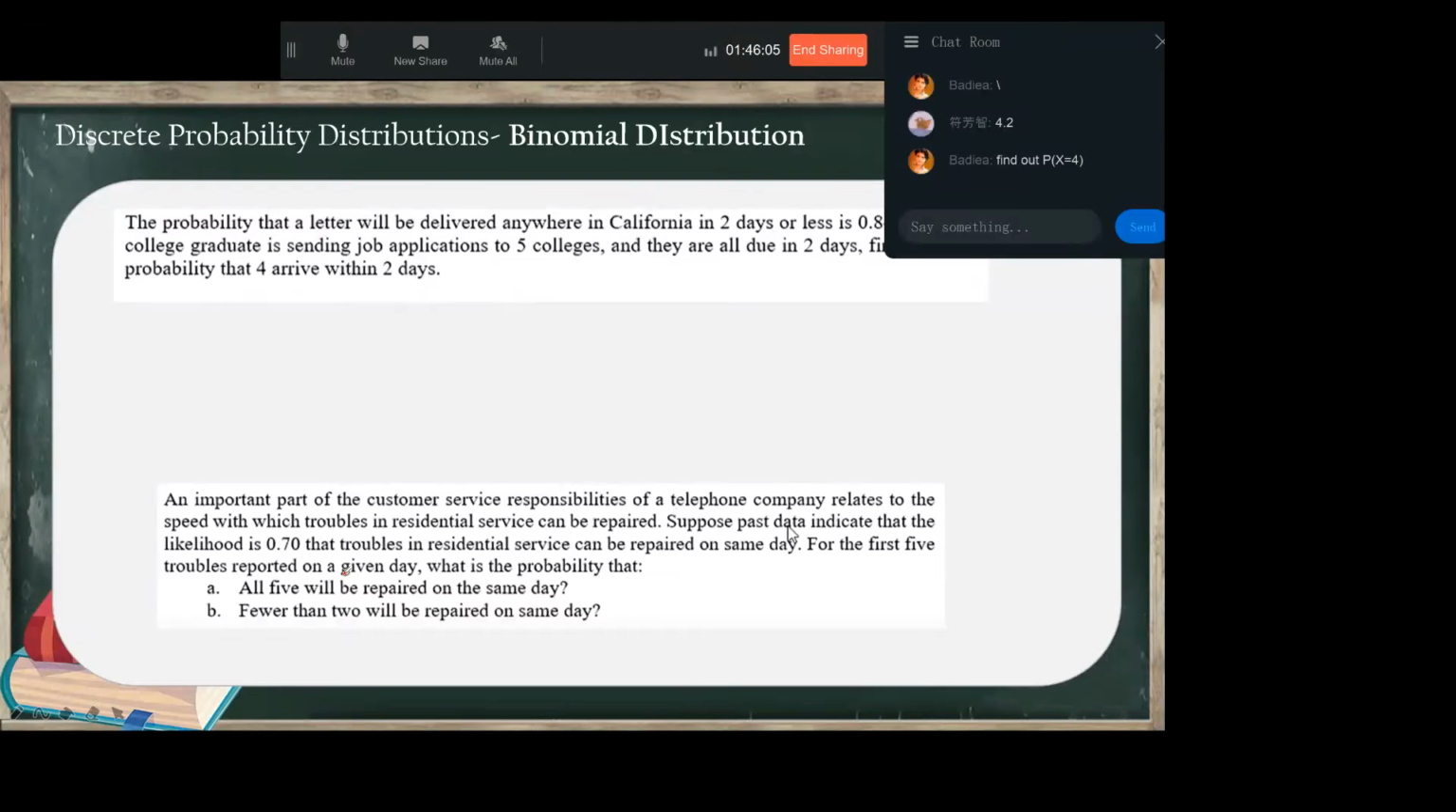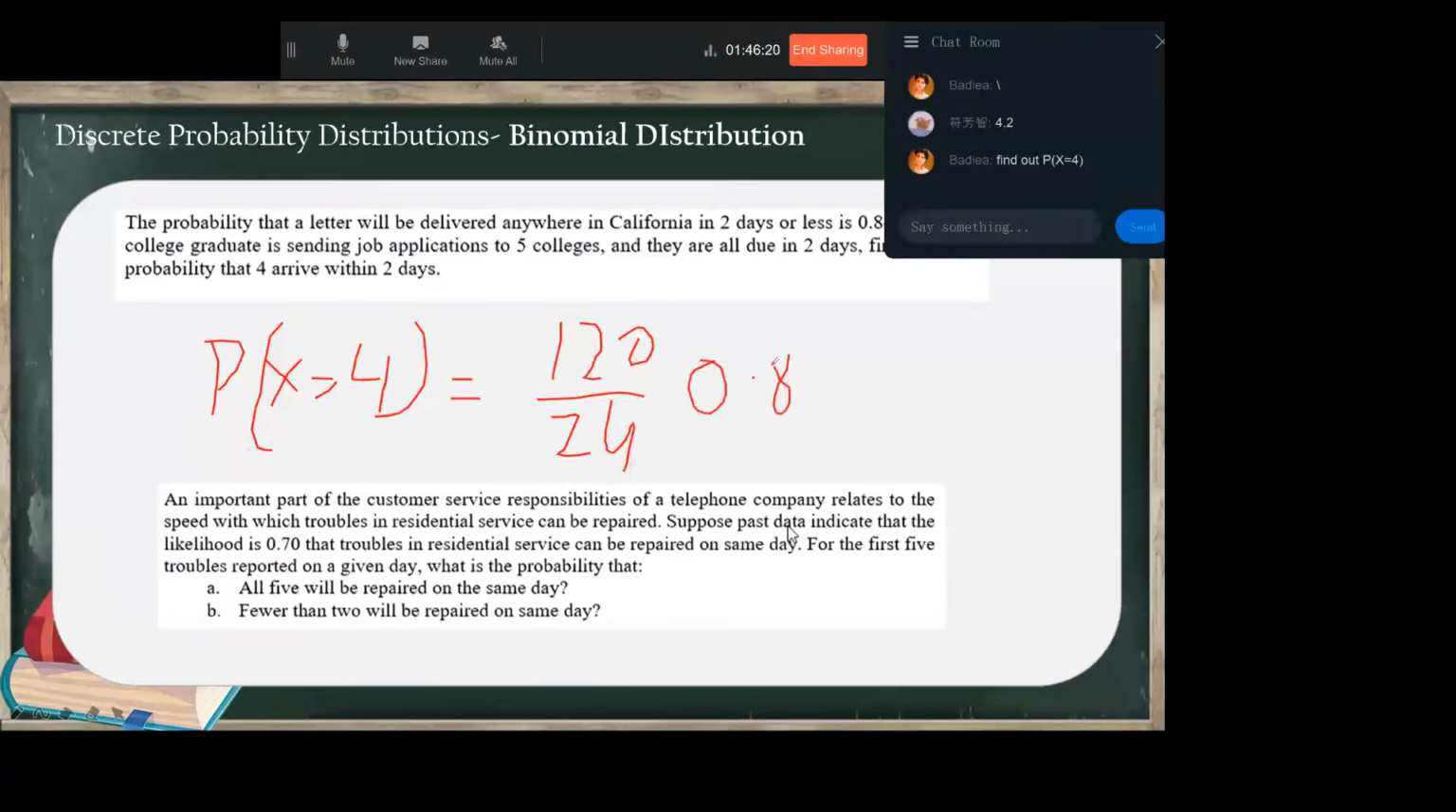All right, so probability of x equal to 4 will be 120 by 24 times 0.84 to the power 4 and 0.16 to the power 1, right? So you solve it and you will get probability of x equals to 4.